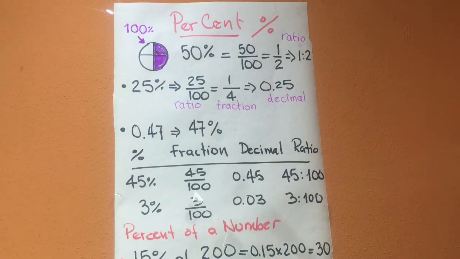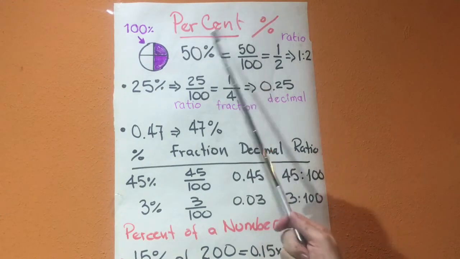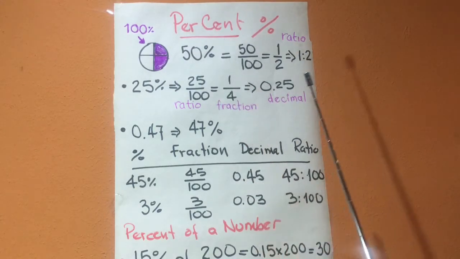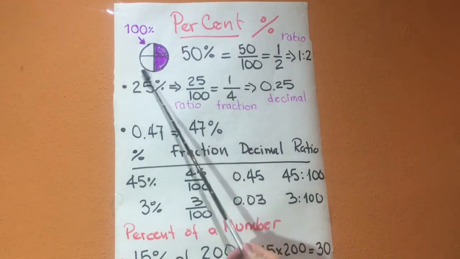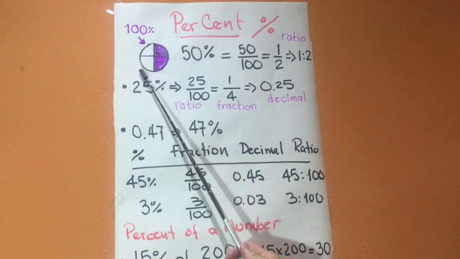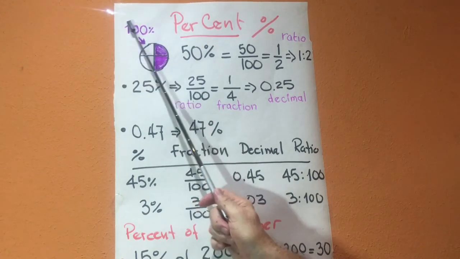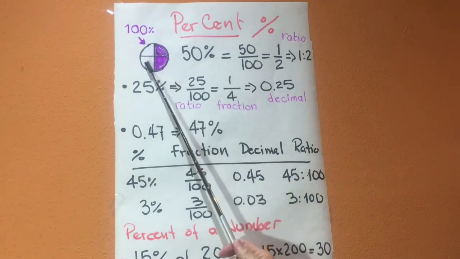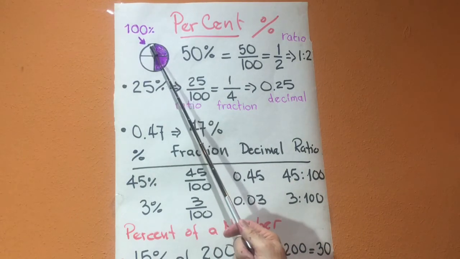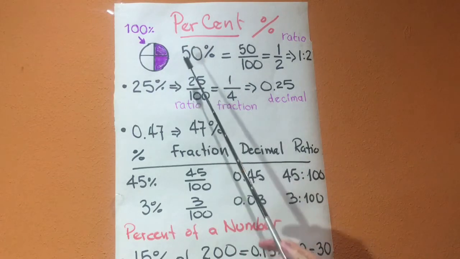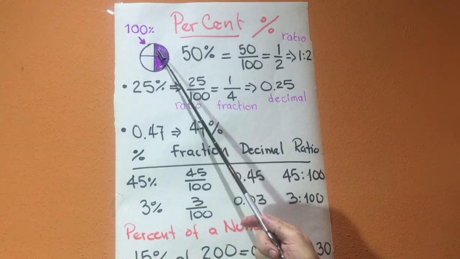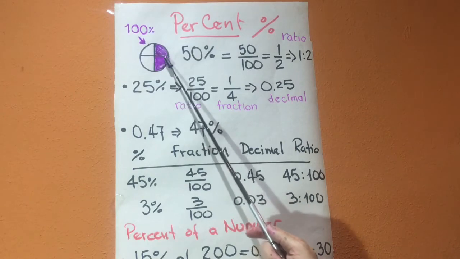Today's lesson is about percentage. Percent means "por ciento." That means that we have one whole that represents 100 parts. This whole number could be divided in many parts. From them, we take 50%. 50% is, as you can see, the shaded part.